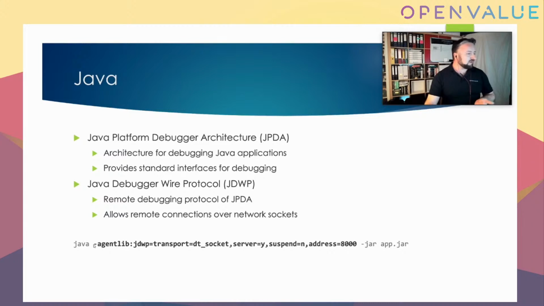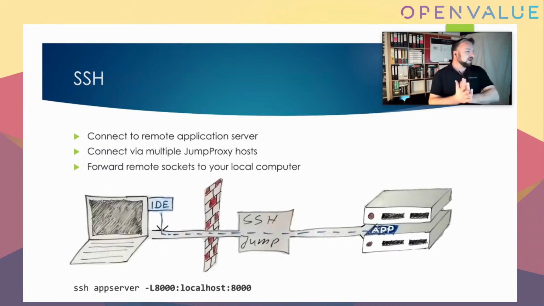The instruction I use to call it is java with some arguments, and at the end I'm just running a jar. And the other side is how do I connect to the remote application server? I use SSH, which can use multiple jump servers transparently, and I can forward remote sockets to my local computer. So the debugging port, which I open in the Java application, I can forward through the SSH connection to my local machine. So basically, afterwards, I need to connect to localhost on the port, and this gets transported over the SSH connection.